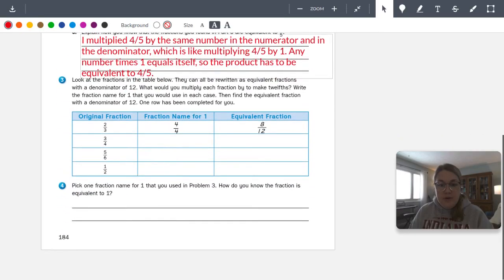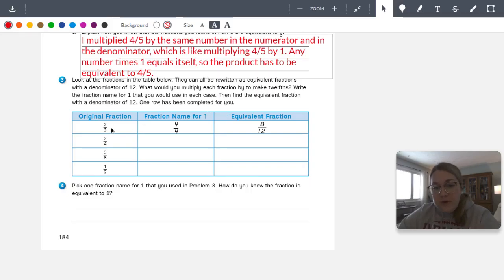Okay, so now for number 3, and this is again where you're going to need your paper, because I'm going to want to see your work on this one. For number 3, we have these original fractions here on the left side: 2/3, 3/4, 5/6, and 1/2. They can all be rewritten as an equivalent fraction with a denominator of 12, meaning all of these denominators are factors of 12.